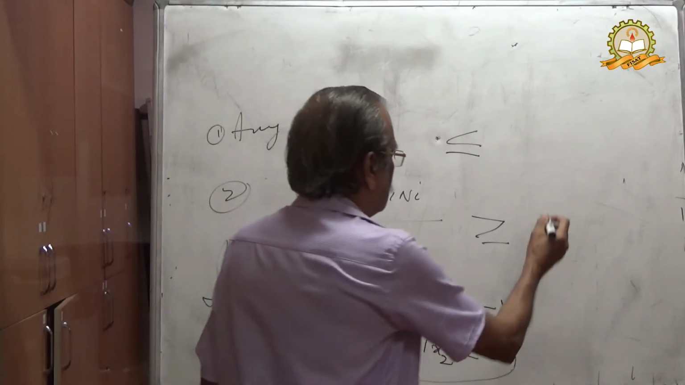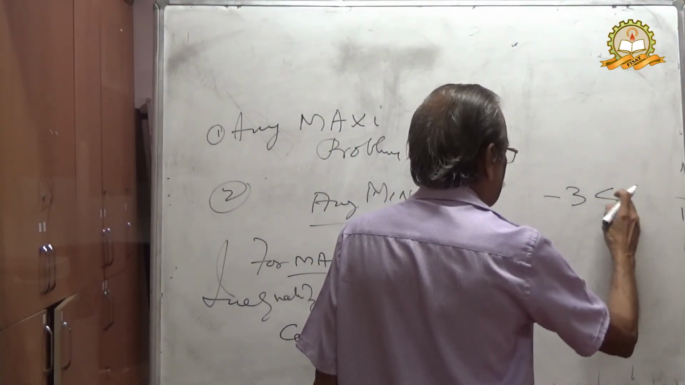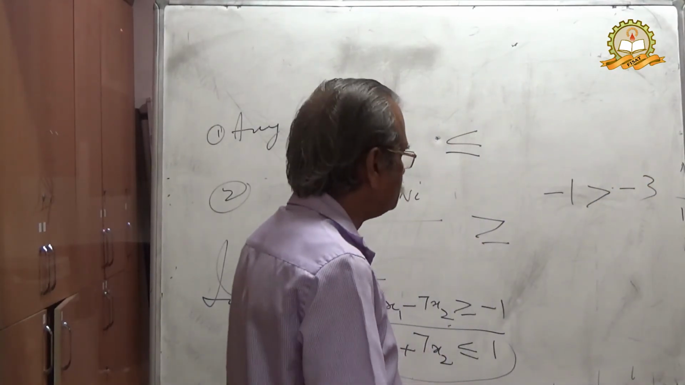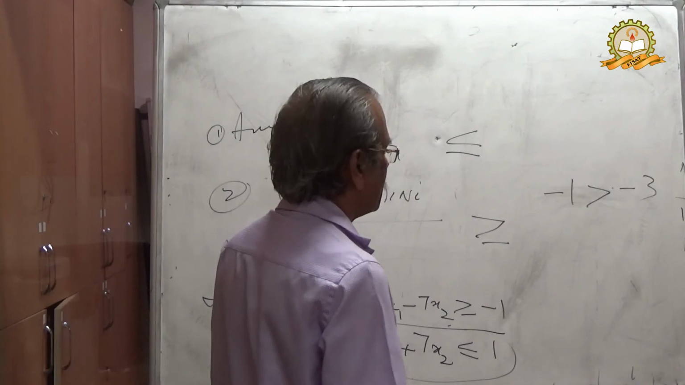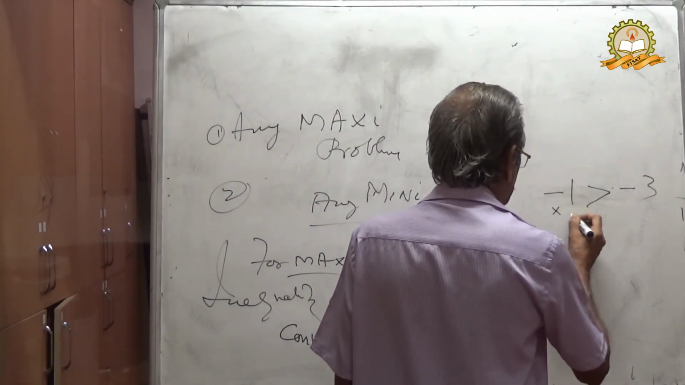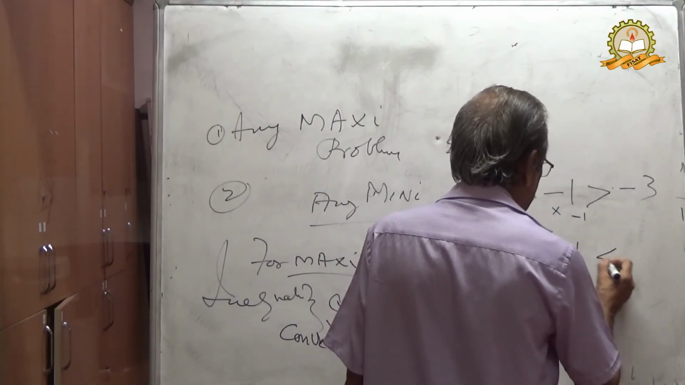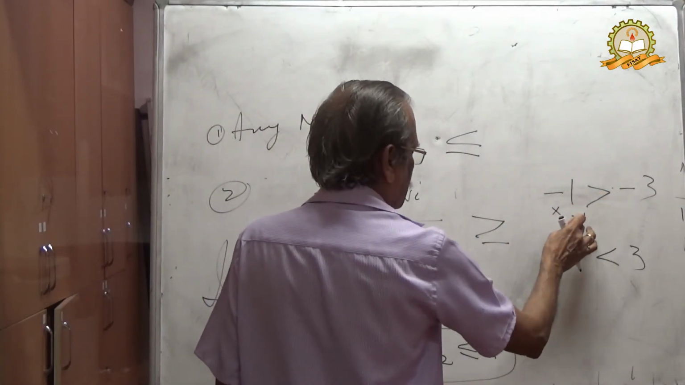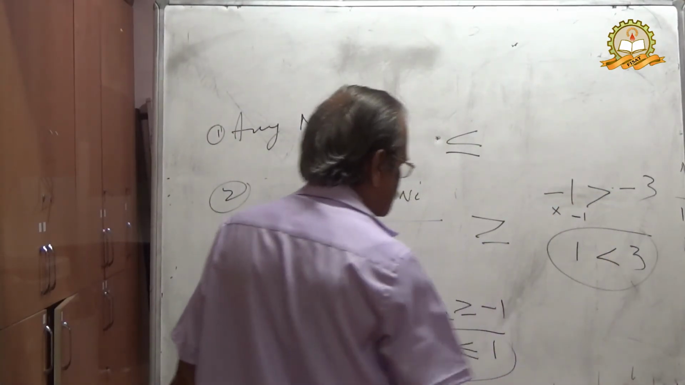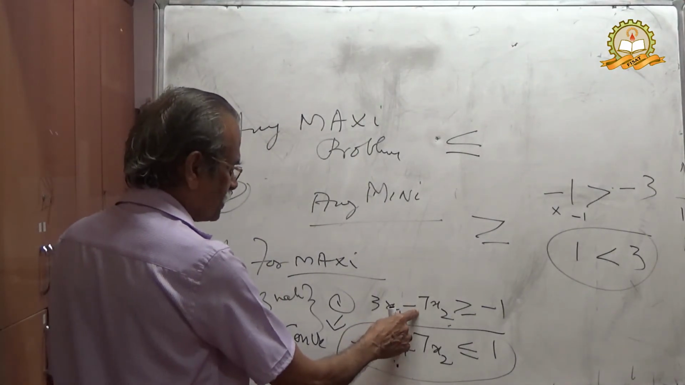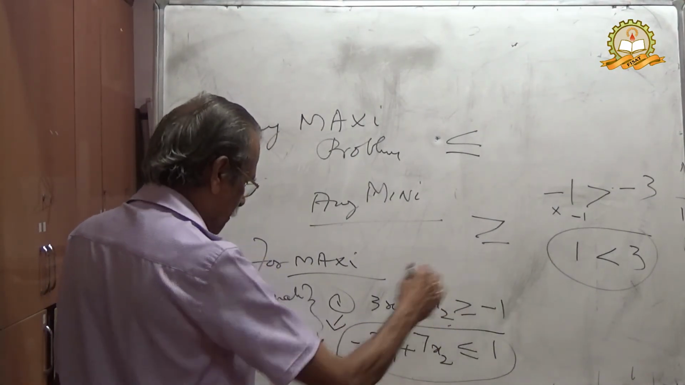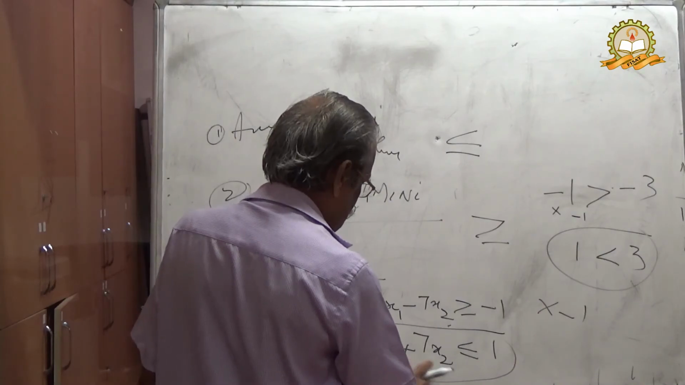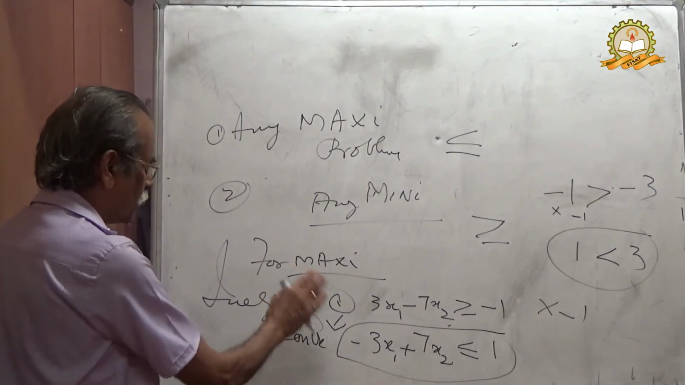For example, minus 1 is always greater than minus 3. Therefore, you multiply by minus 1 and you get 1 less than 3, so the sign changes. In this case, 3x1 minus 7x2 greater than or equal to negative 1, multiply by minus 1, the sign changes, and you get minus 3x1 plus 7x2 less than or equal to 1. Therefore, the inequality should be changed.